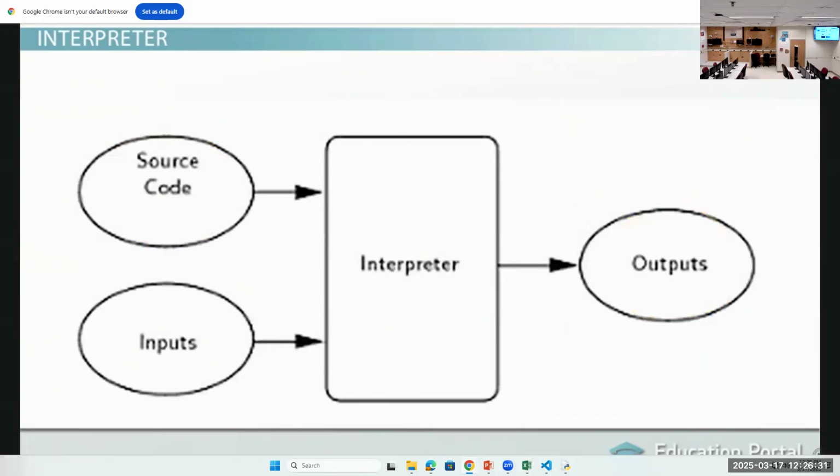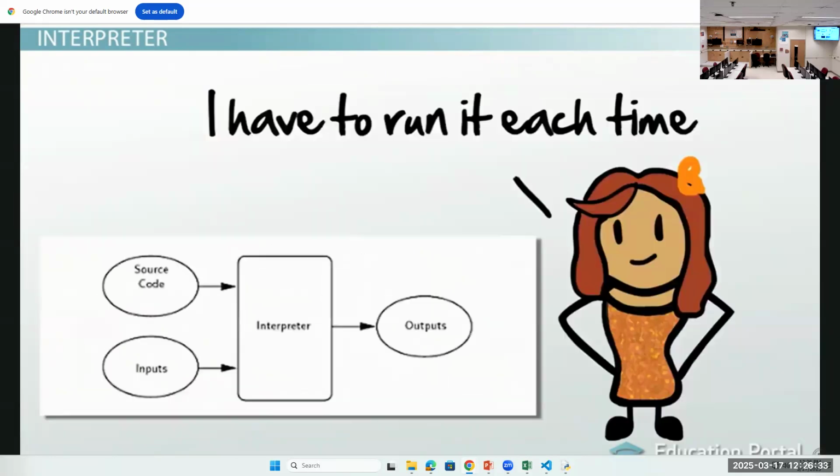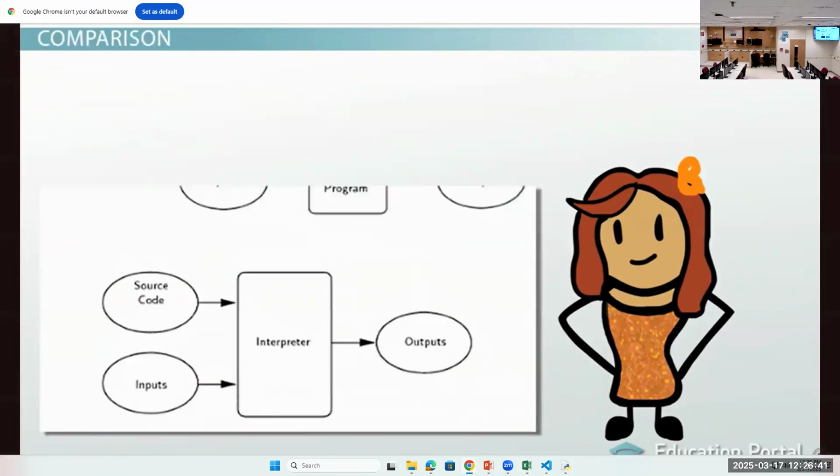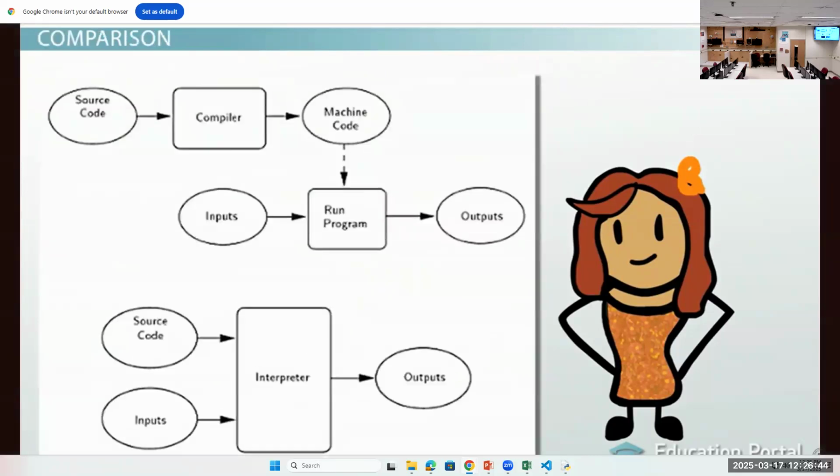When using an interpreter, every time you want to run the program, you need to interpret the code again, line by line. There is no compiled code to use if you have multiple inputs that require processing. To understand the difference between compiling and interpreting, let's examine the equivalent in human languages.